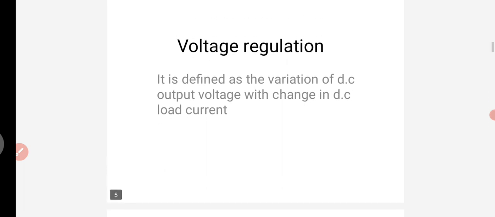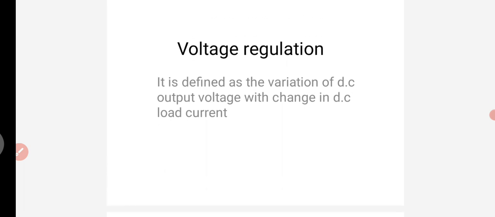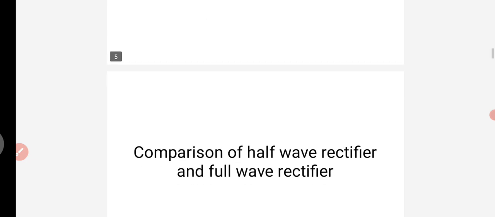Next one is voltage regulation. It is defined as the variation of DC output voltage with change in DC load current. The variation of DC output voltage with change in DC load current is known as voltage regulation.